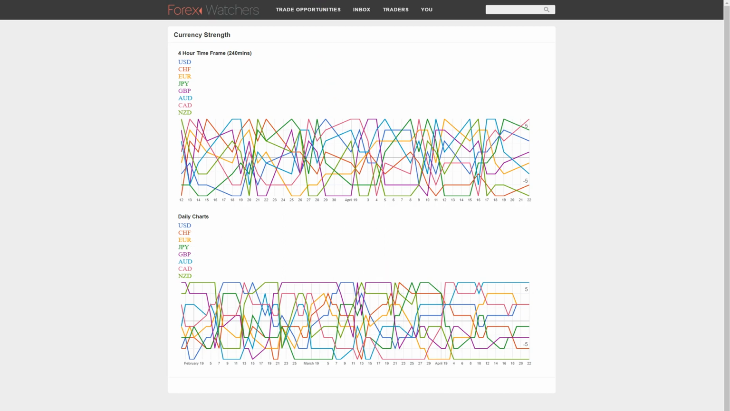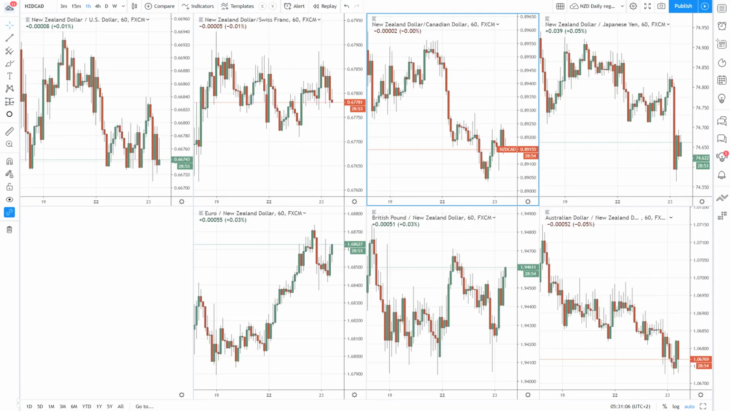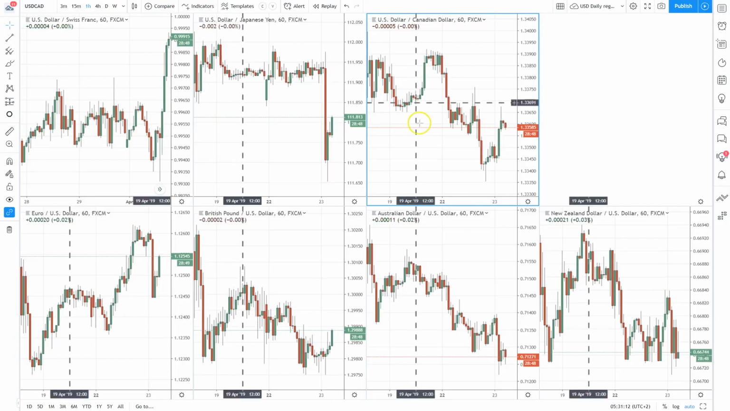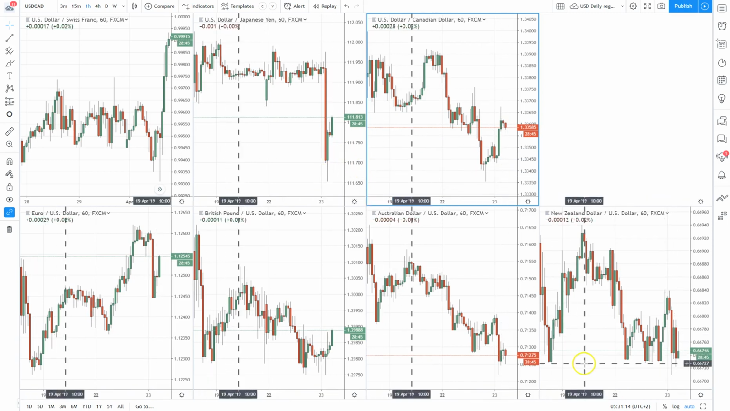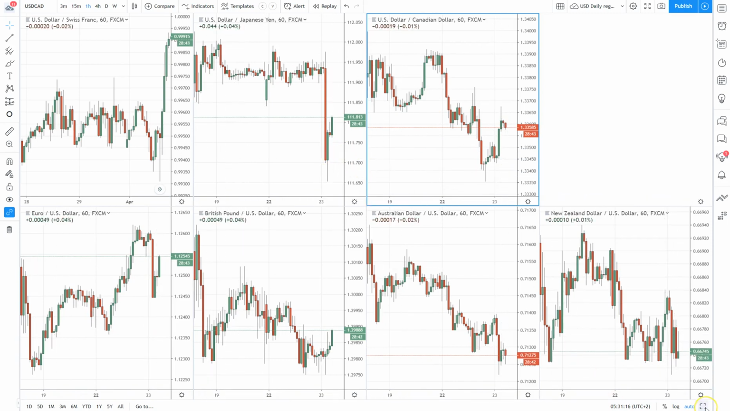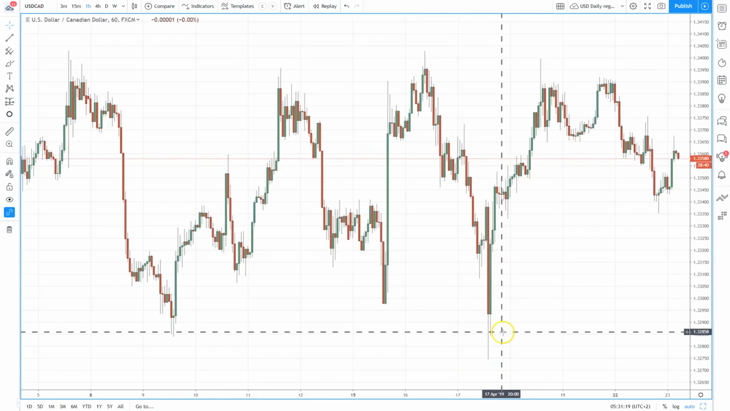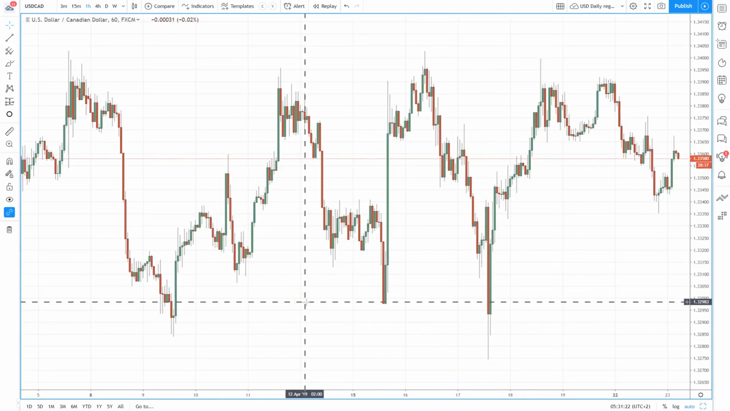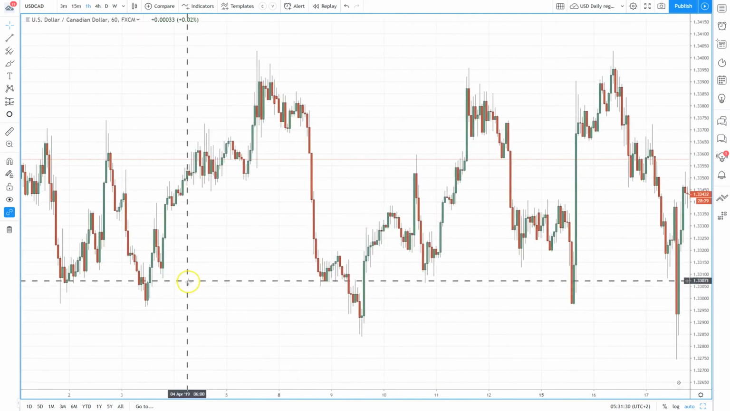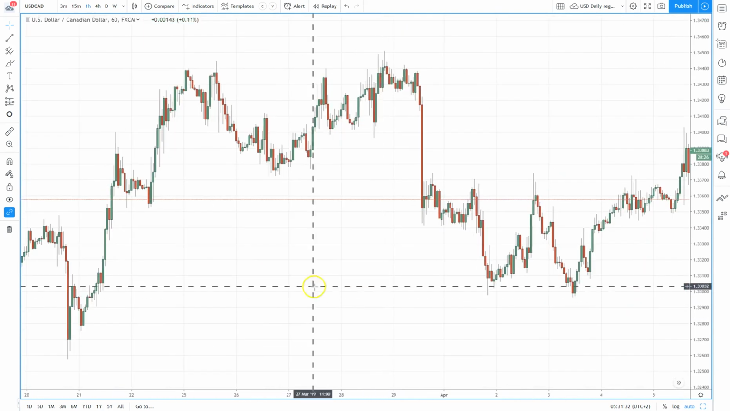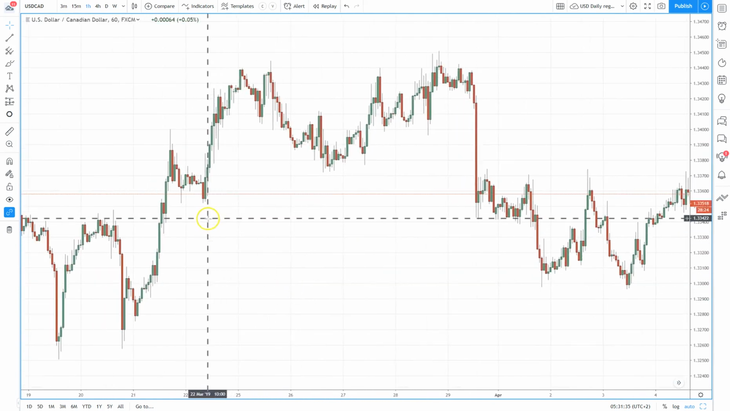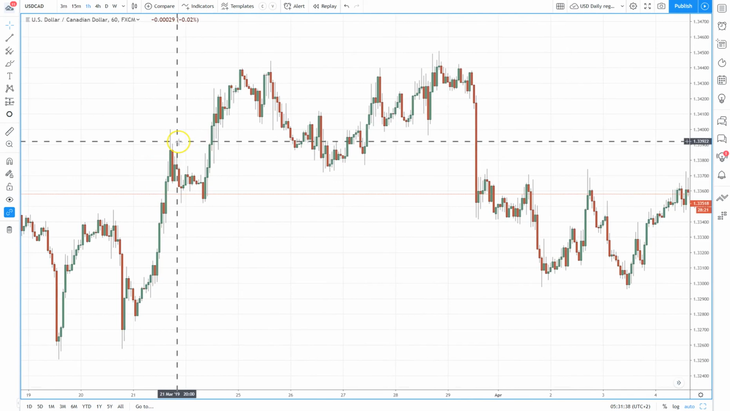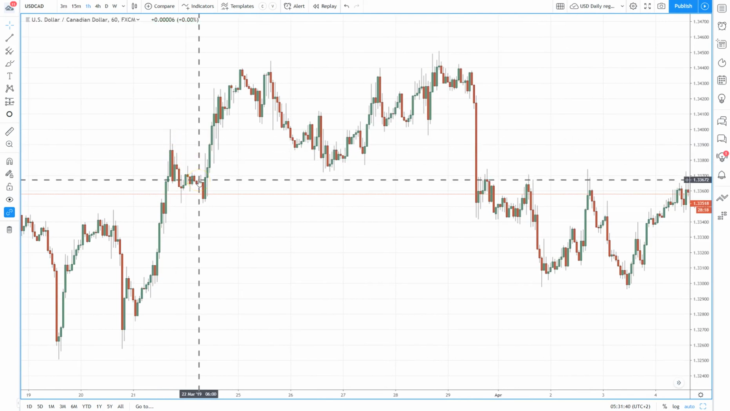So USD CAD. Let's see if we can find it here. Looking at the wrong group. Yeah, here it is. USD CAD. 22nd, I said. And CAD was -7, USD -3. So we are looking for a buy on the 22nd. That puts us around here. Okay, so that would be a 60-15.